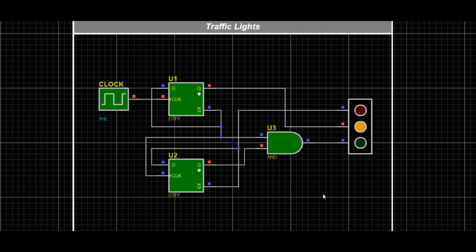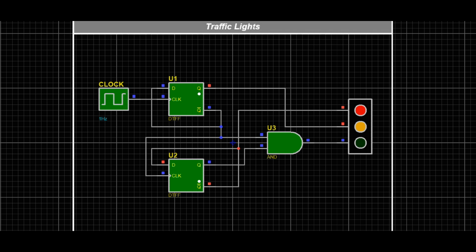How the lights change with each clock pulse. Initially, the system is in state 00, then red light is on. On the next clock pulse, the system moves to state 01, then green light turns on, controlled by the AND gate. On the next clock pulse, the system moves to state 10, then yellow light turns on. On the next clock pulse, it moves to state 11, and the cycle continues.